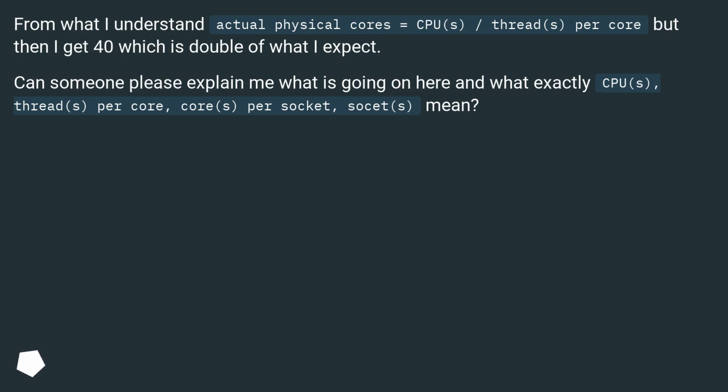From what I understand, actual physical cores equals CPUs times threads per core, but then I get 40, which is double of what I expect. Can someone please explain to me what is going on here and what exactly CPUs, threads per core, cores per socket, sockets mean?